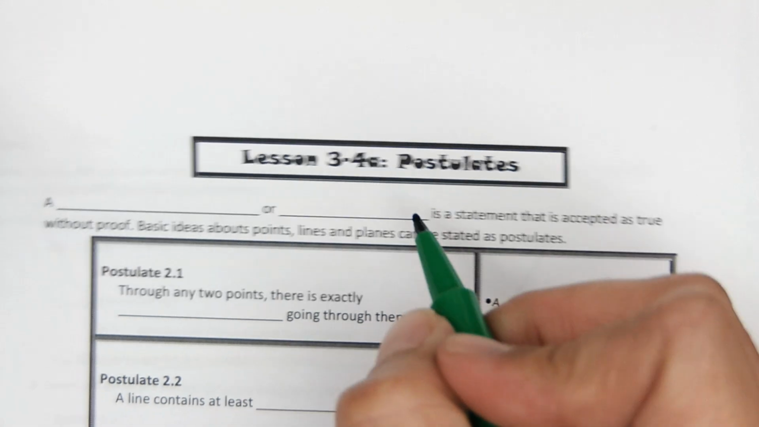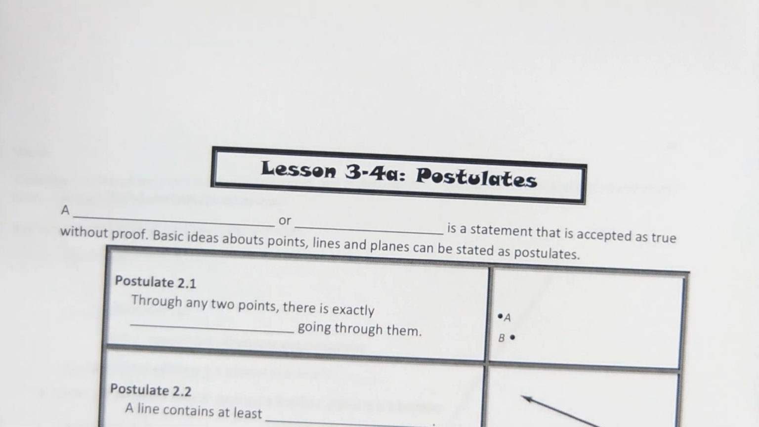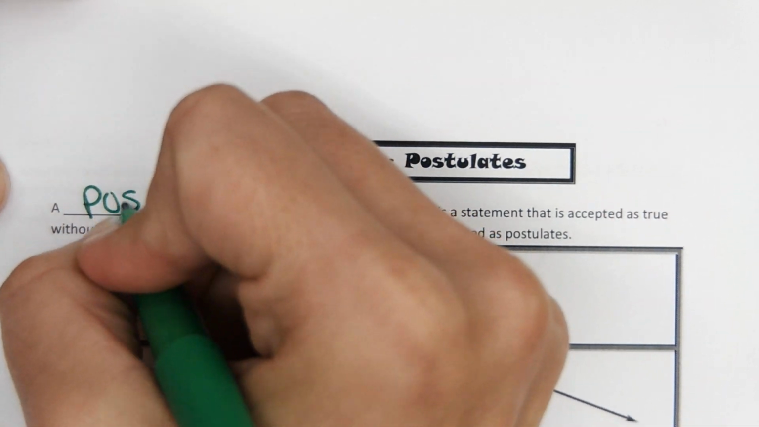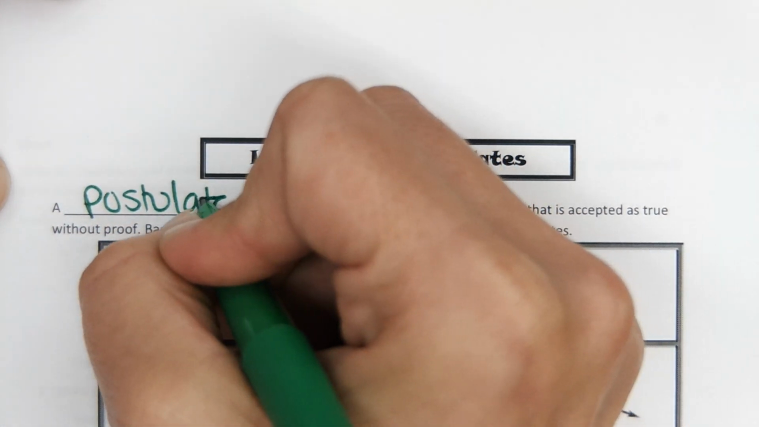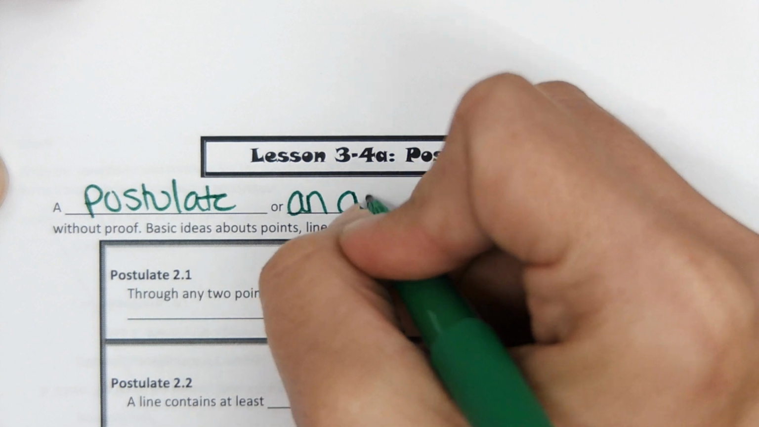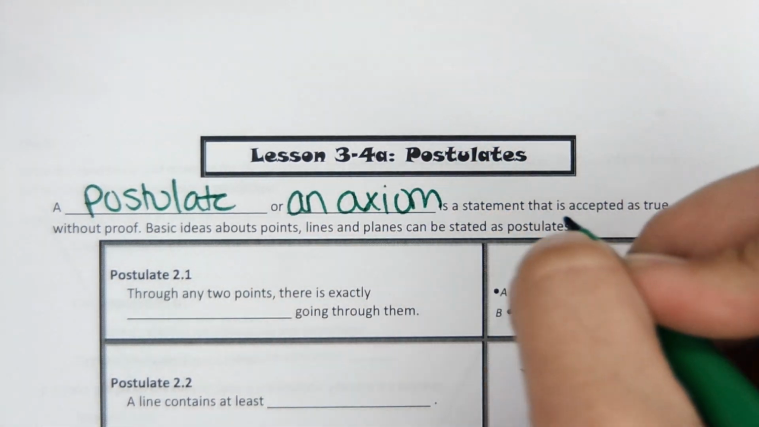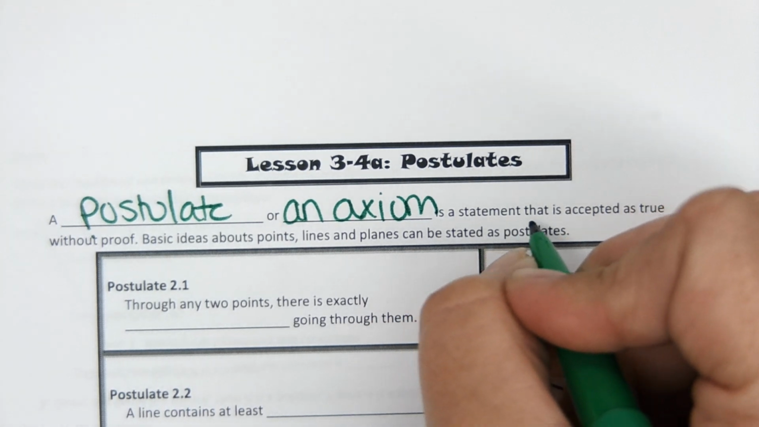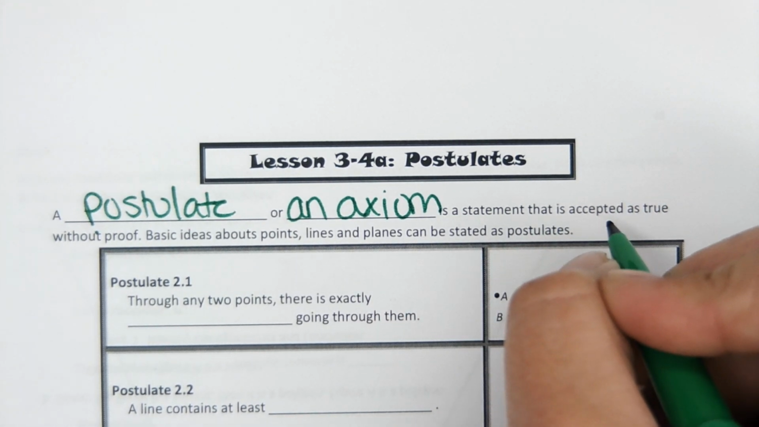So, first of all, it's labeled postulates, and this lesson's primarily about postulates. What is a postulate? A postulate, also known as an axiom. I haven't seen the word axiom in a long time, like on testing, so postulate's the main word that you need to know, is a statement that is accepted as true without proof.